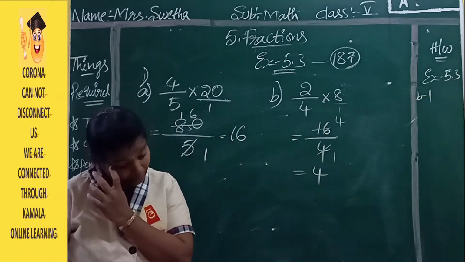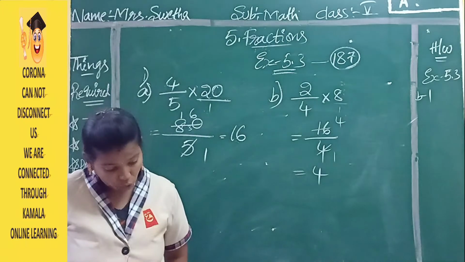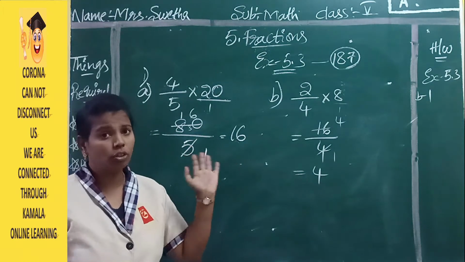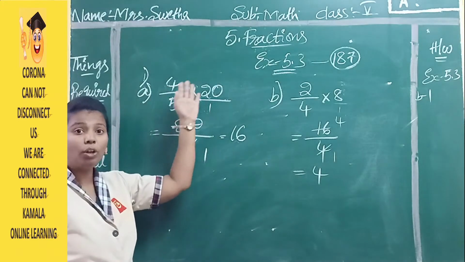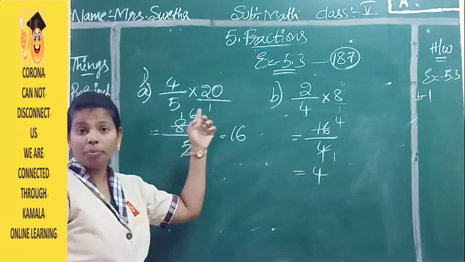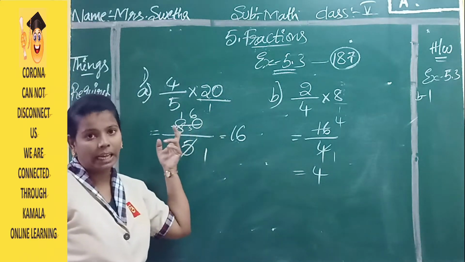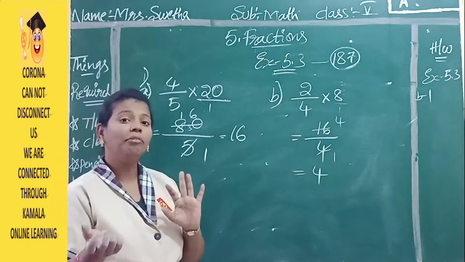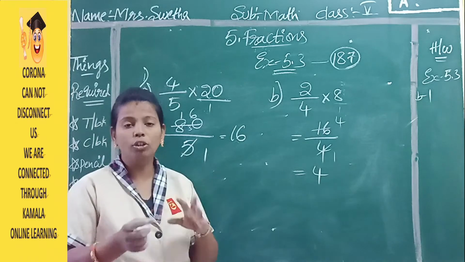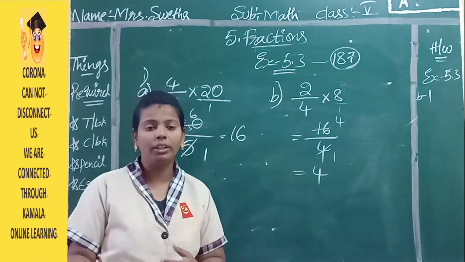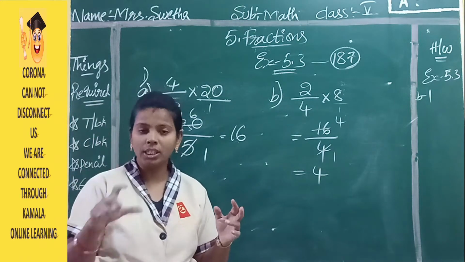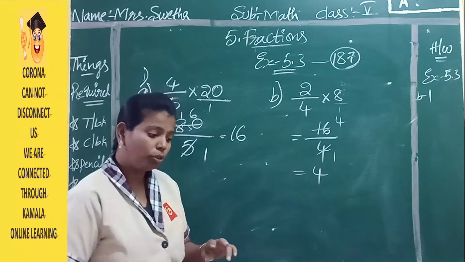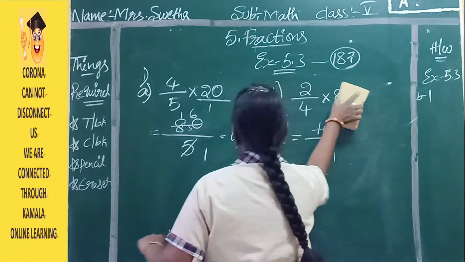Next, see the second bit. Find the product of the following fractions. The second bit is also the same way. In the first bit we had a whole number, so we thought of the denominator as 1 and did the calculation. But in the second bit, what happened? They have given both fractions, with different numbers in the denominator. First you have to multiply the fractions, or you can cancel, then you have to do it. Either way, any way you can do.